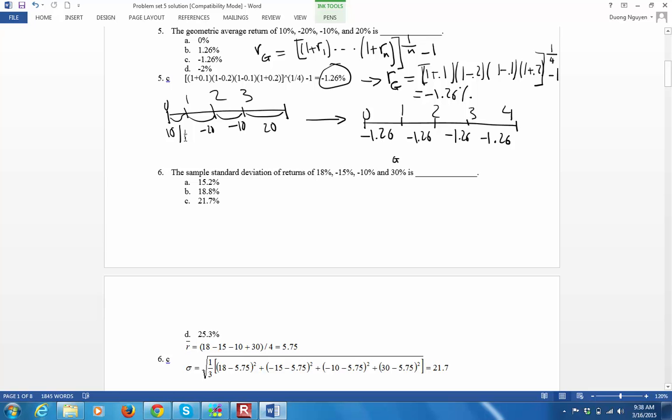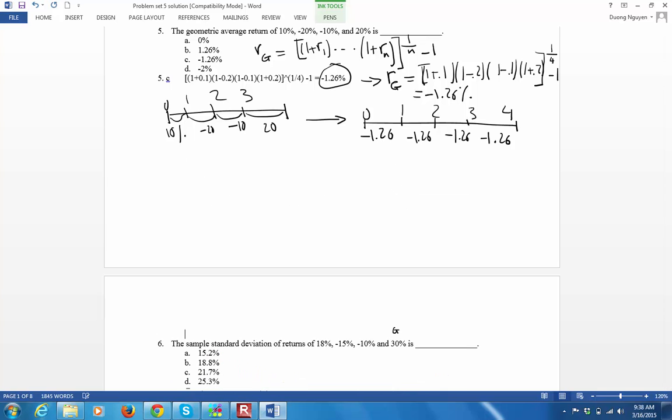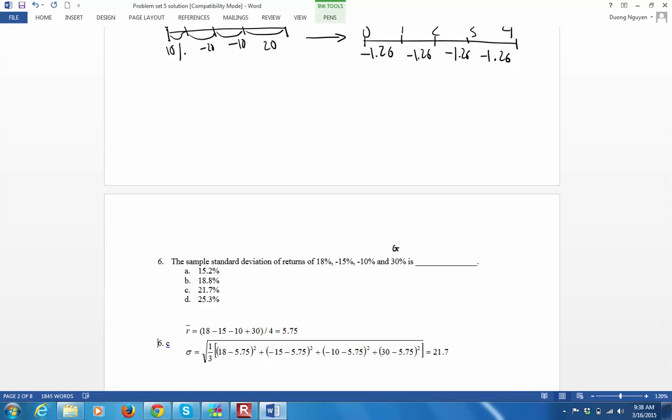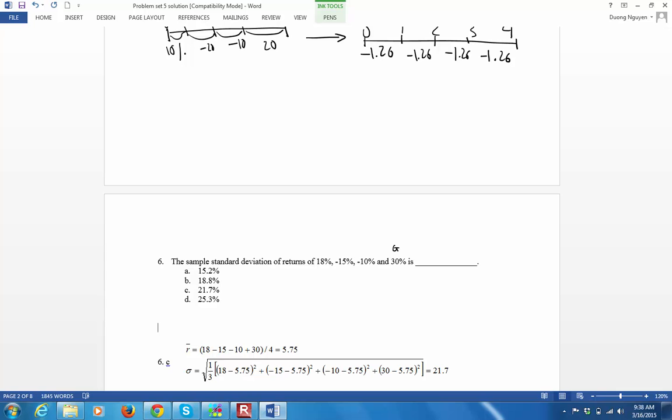Alright, so let's go to number 6. What is the sample standard deviation? You remember standard deviation tells you how much the values deviate from the mean. So what is the formula to get the standard deviation? First you calculate the average return. The average return, or R bar, is equal to 18 minus 15 minus 10 plus 30, over 4, and this is equal to 5.75.